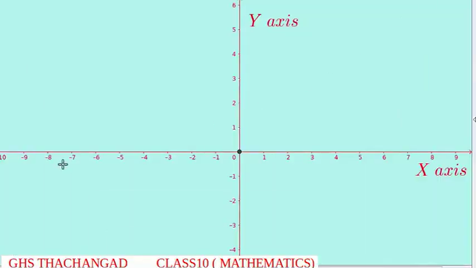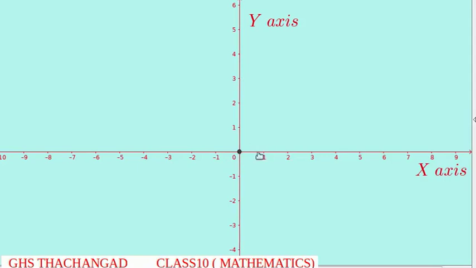We can discuss it like this. First you draw this line: this horizontal line is the x-axis, and this vertical line is the y-axis. This point is called the origin. Here the x-axis and y-axis are number lines. The meeting point of the x-axis and y-axis is at 0.